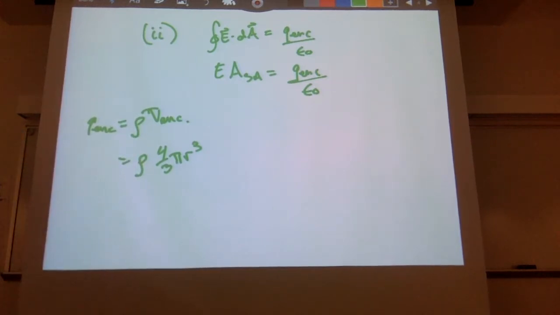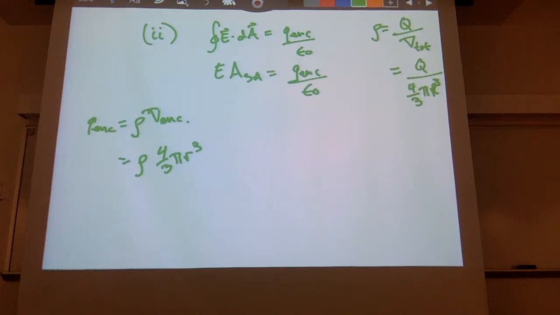I told you it had a total charge Q, and I told you it had a total volume based off the total radius of capital R, right? So remember that the charge density, by definition, is equal to the total charge divided by the total volume. This is the charge density. So for us, that's equal to Q divided by the total volume, which is 4/3 times pi times capital R cubed. This is my charge density.